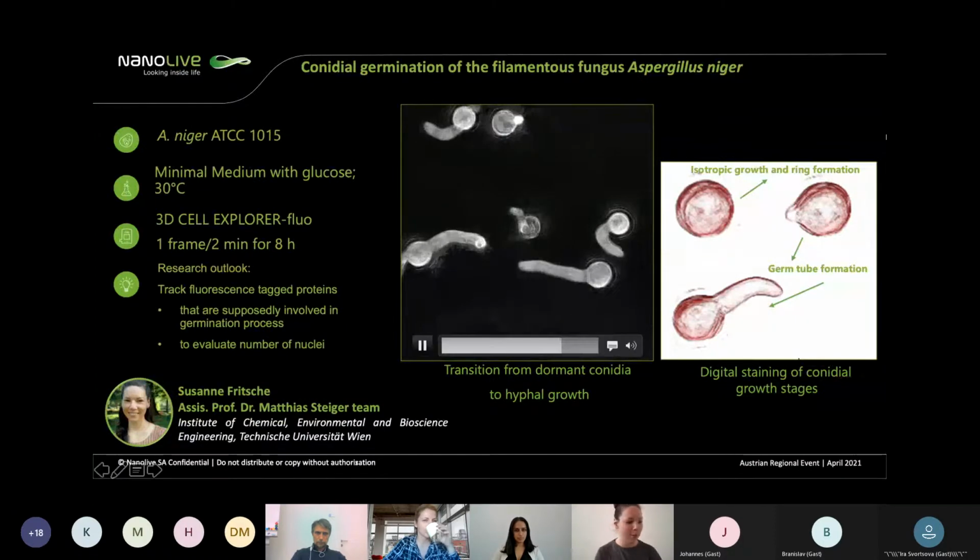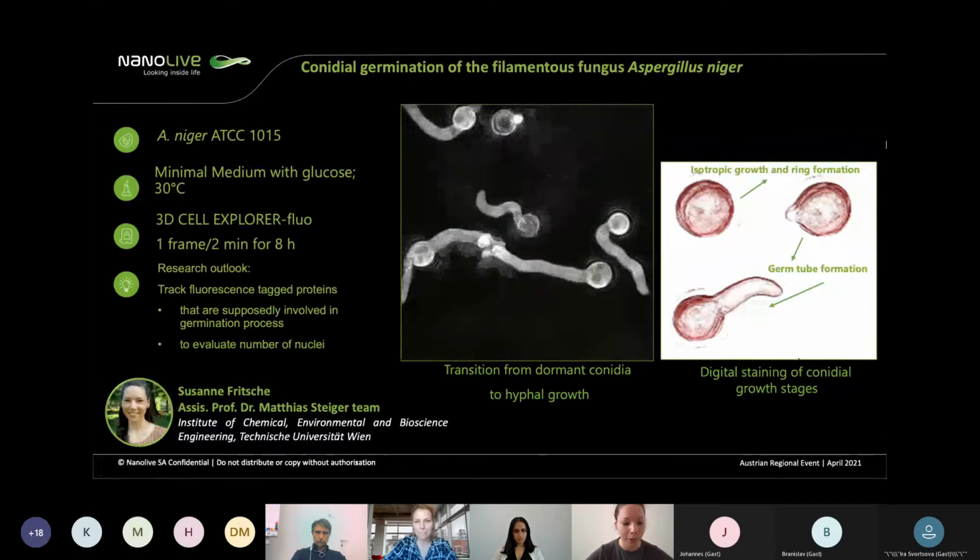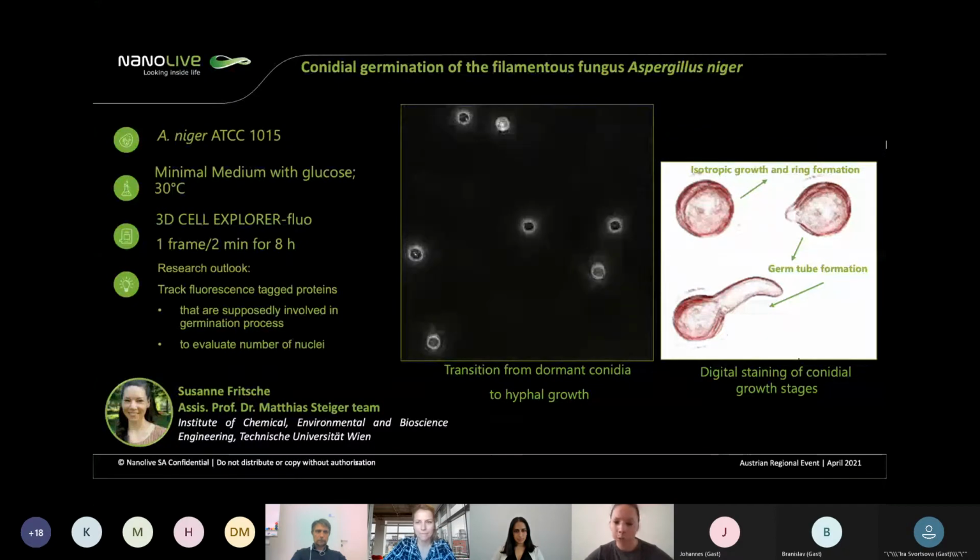So my name is Susanne Fritsche, and as a PhD student, I'm working at the Technical University of Vienna, where we use Nanolife technology in our fungal lab. Our working group focuses mainly on the filamentous fungus Aspergillus niger and metabolic engineering.